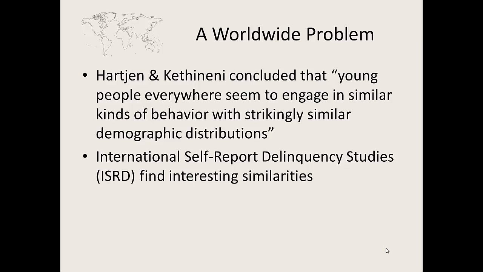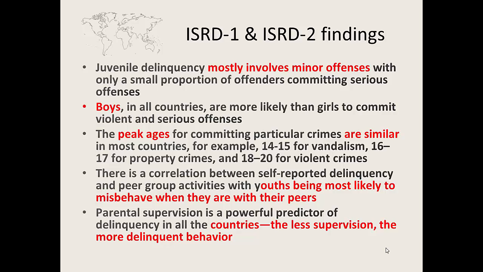One of the more quantitative ways in which this has been found to be true is by studies identified as the International Self-Report Delinquency Studies, or the ISRDs. And there have been two of these thus far. This listing of bullet items are kind of a combination of findings from each of those first two international studies. They are obviously repeated in your textbook as well, but let me just highlight a few of these items.